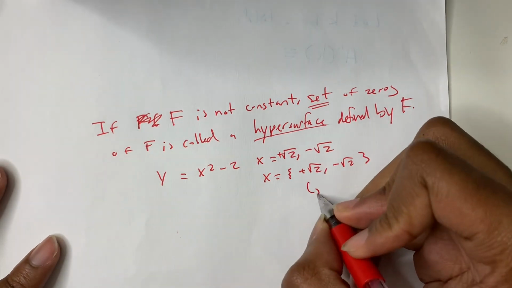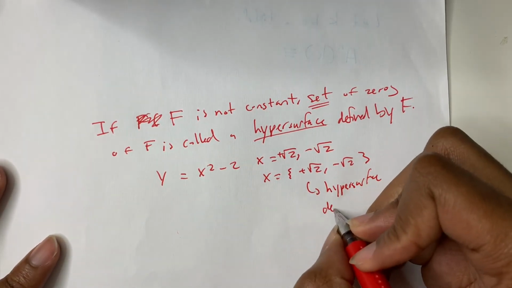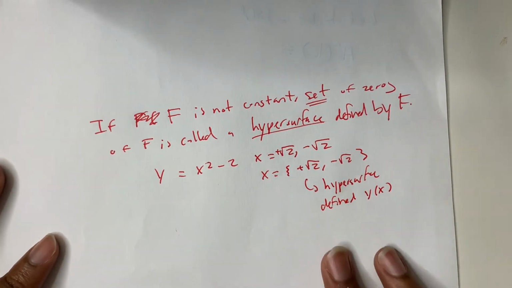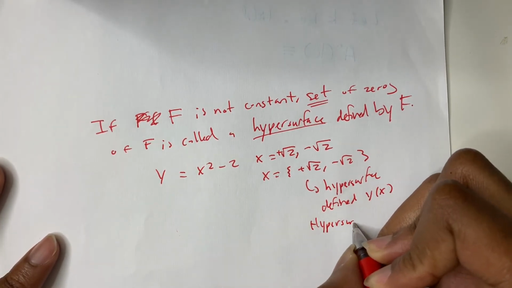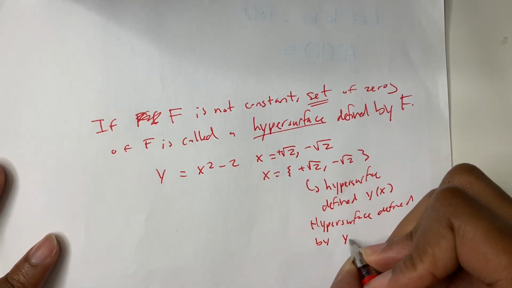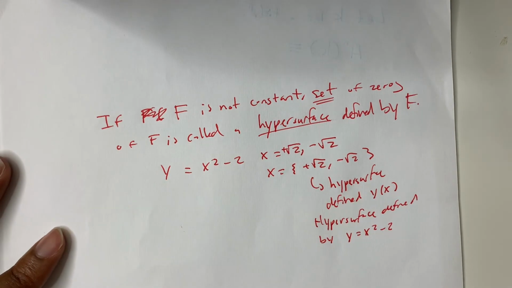So this is going to be the hypersurface defined by f, which is just in this case y of x. Or you could also say it's the hypersurface defined by y equals x squared minus 2. So that's what it means. It's the set of zeros.